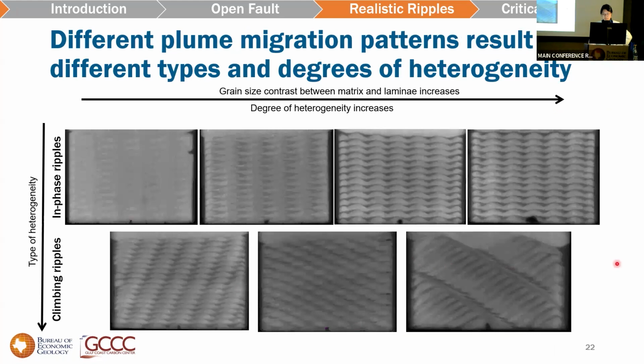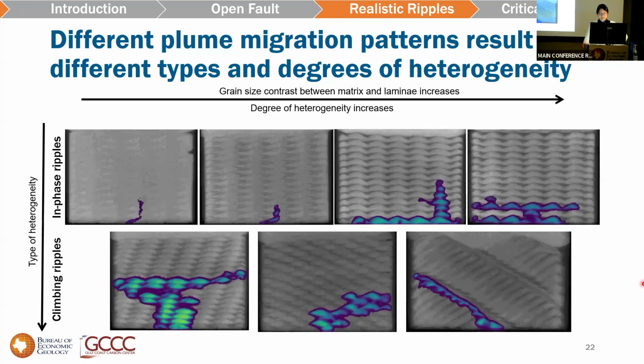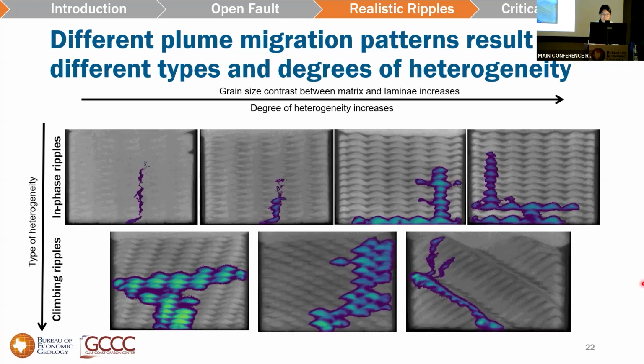And here is a lot of the ripple bedform fluid flow experiments that we did all at a glance. And one thing that we can immediately observe is that all of the plume migration patterns and also trapping amount are different due to the difference in these different types of heterogeneities and grain size contrast.